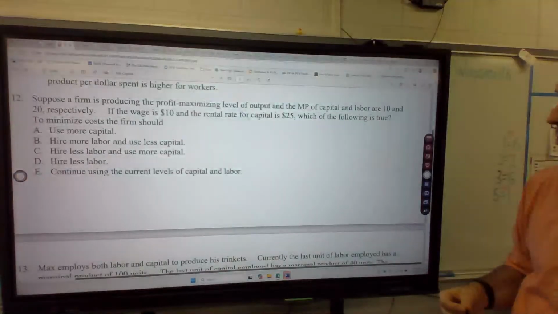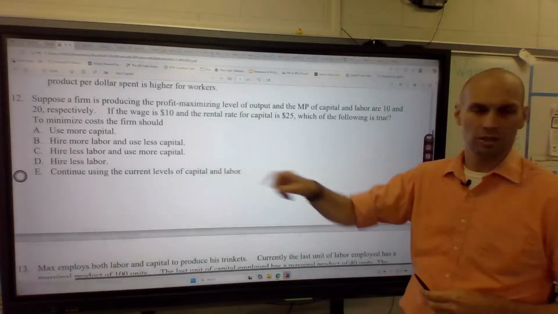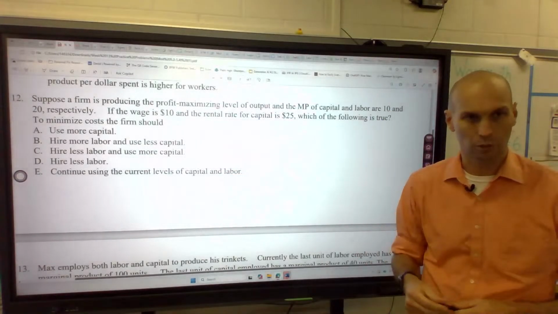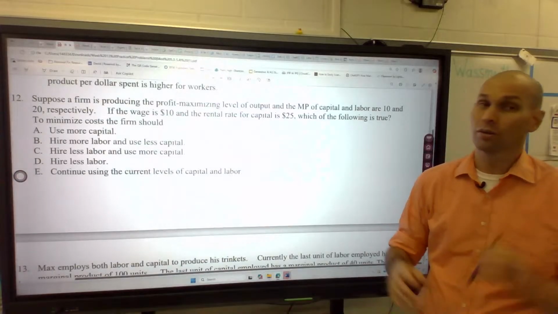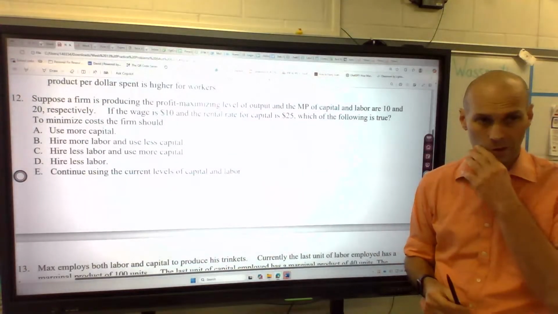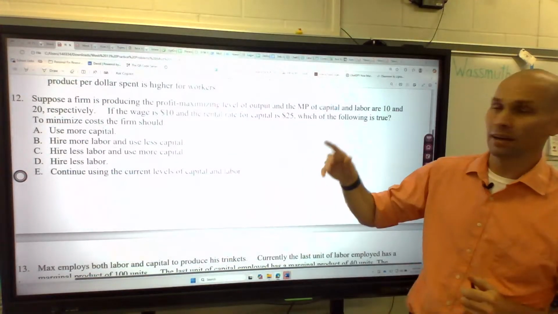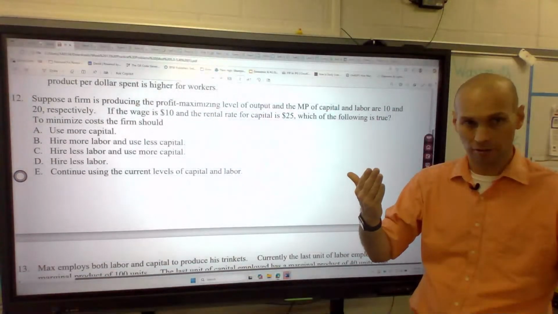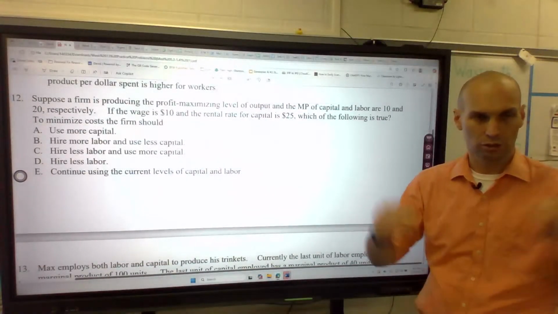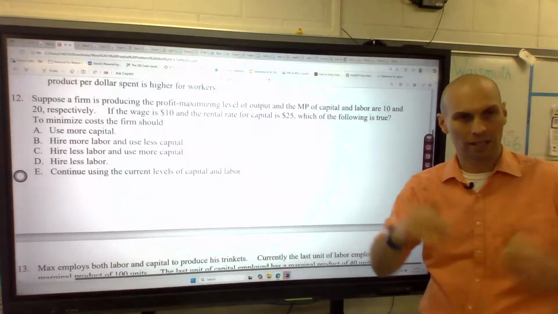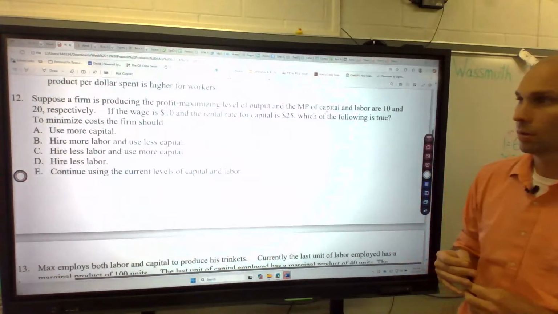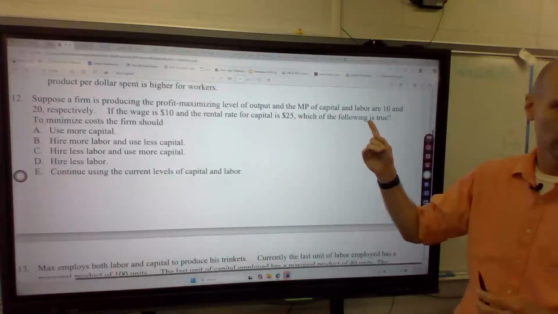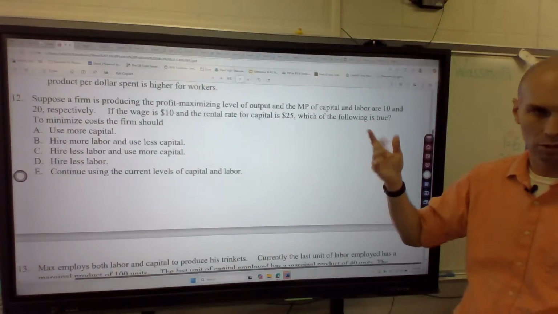Yeah, because you don't stay at current levels. You always balance. If they're equal to each other, then you would continue. If we had the price, then E would be right. But we don't have the price. If the marginal product over the price of the factor is equal for both, E is right, because there's no better option. But in this case, you don't know, so that's why E is wrong. In this case, they don't equal each other, so do more of the bigger one.